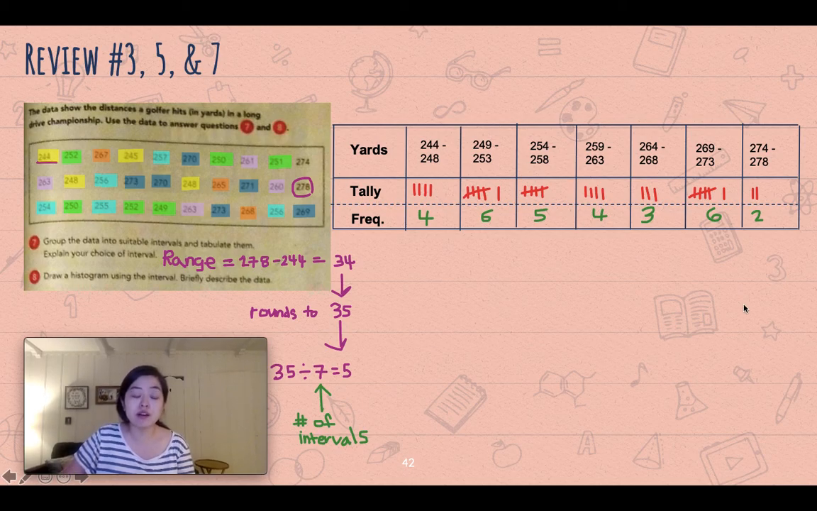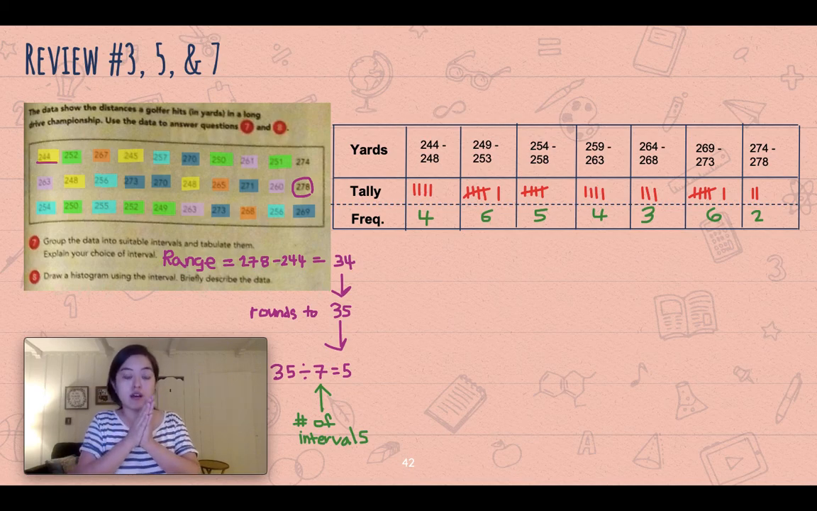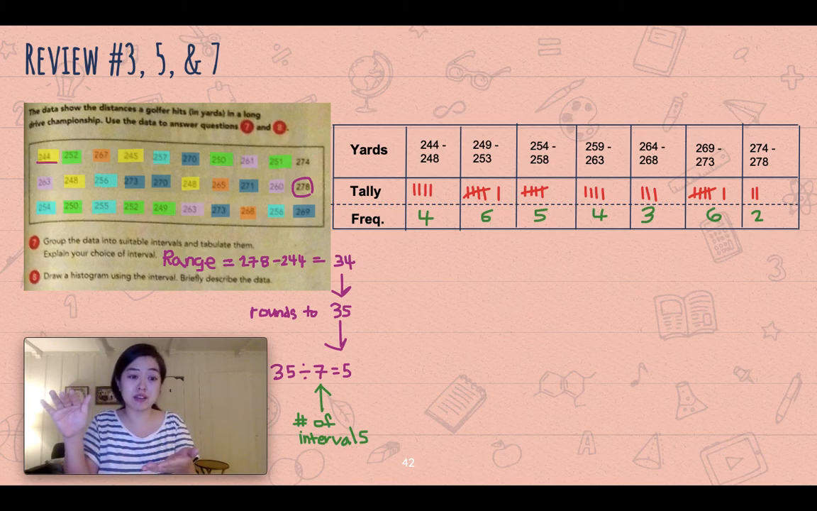Now remember, in a histogram, the higher the number of intervals we have, the better it is for us to see how the data is spread, to see the distribution of the data. The fewer intervals we have, the more difficult it is for us to actually see the distribution of the data values.